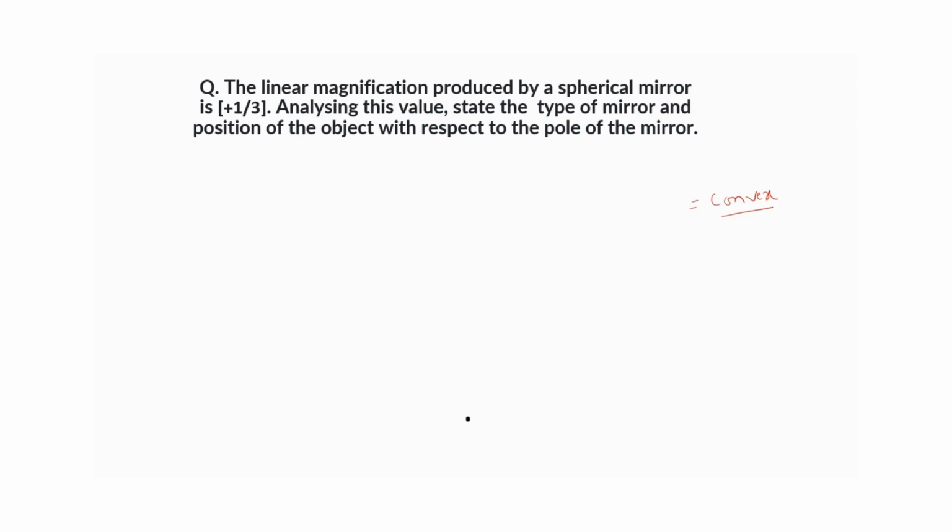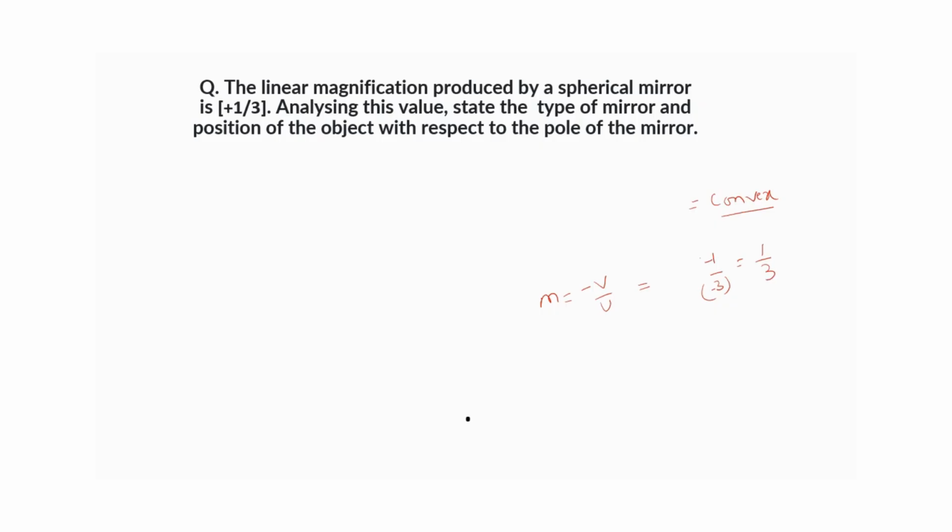Okay, if I'm analyzing this particular value, then I can deduce the position of the object with respect to the pole of the mirror. Magnification is minus v upon u. Here my v is going to be -1, and u is going to be 3 because of the result. Since the object is always minus 3 because it is in front of the mirror, and the image is behind the mirror, together it will form positive 1 by 3.